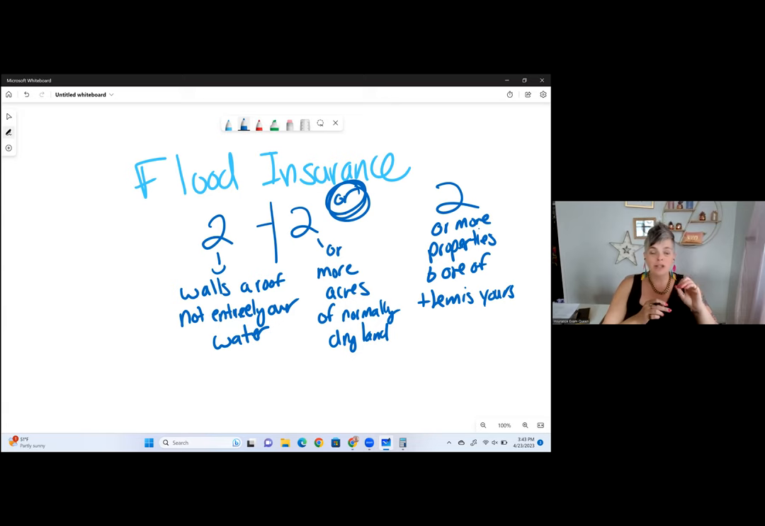So they're only going to respond to a flood if it's 2 or more acres of normally dry land or 2 or more properties and one of them is yours. I made this up, the 222 rule. You won't see it talked about anywhere else. Usually these concepts are talked about separately from each other, but I grouped them all together to help you with memorization. So, the 222 rule with flood.